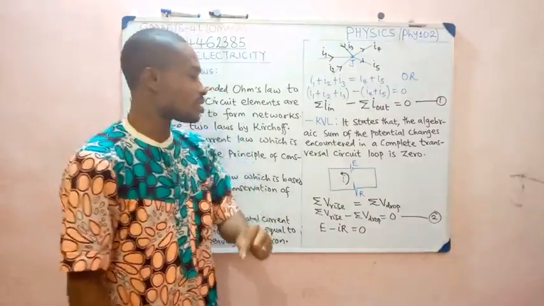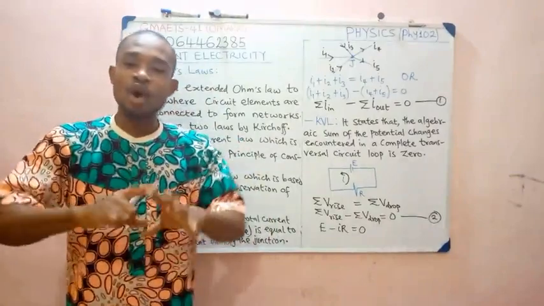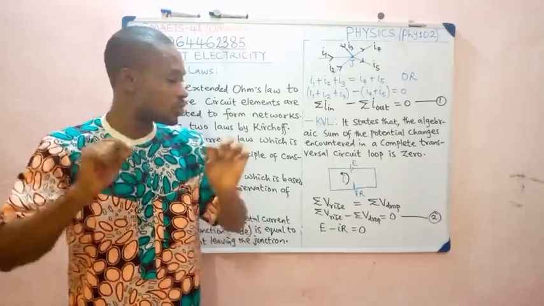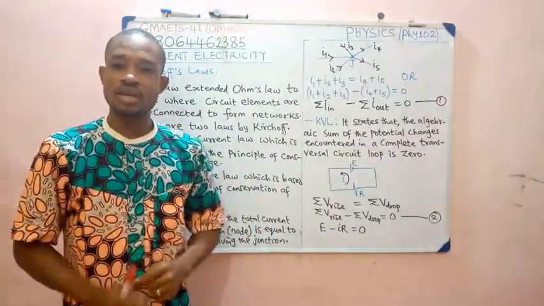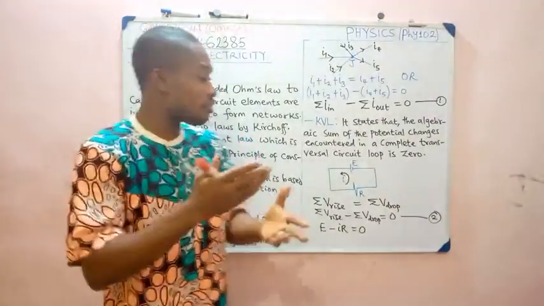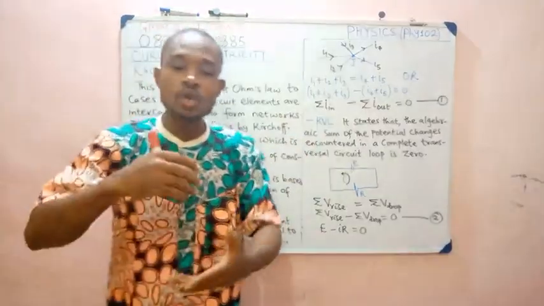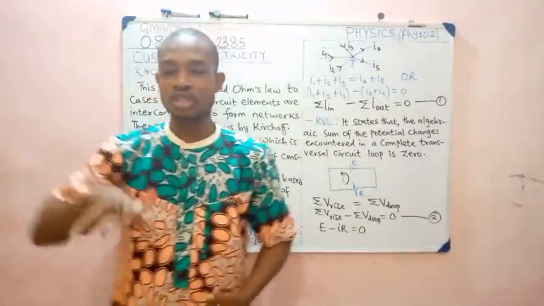It states that the algebraic sum of the potential changes encountered in a complete traverse loop circuit, is that okay? Is equal to what? 0. Now, in this definition, what we're really referring to is the sum of the potential changes. You could have what we call potential rise and potential drop.